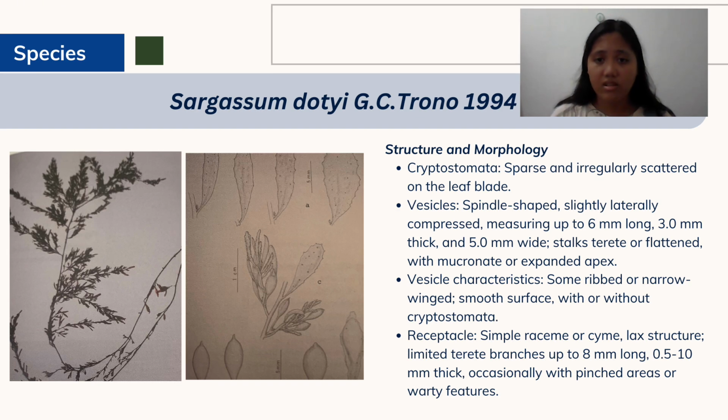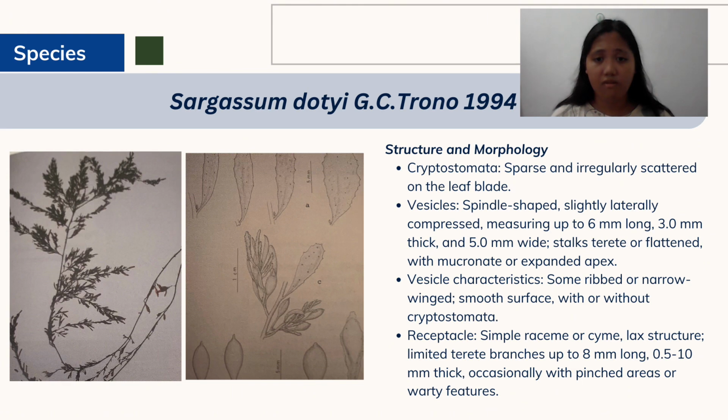Its vesicles are spindle-shaped and slightly laterally compressed, which measures up to 6 millimeters long, 3.0 millimeters thick, and 5.0 millimeters wide, and has the stalks that is terete or flattened, with mucronate or expanded apex. Its vesicle characteristics of the Sargassum doti are it has some ribbed or narrow winged, which has a smooth surface with or without the cryptostomata.